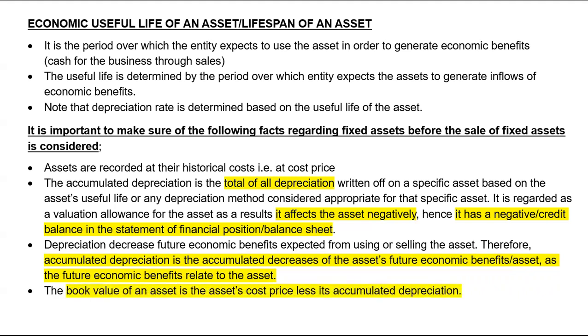The book value of an asset is the asset's cost price less its accumulated depreciation. Another name for book value is carrying value. Now, when we do calculations, pay attention to the following. Depreciation can be on diminishing balance or reducing balance or carrying value or book value. So all of those mean one and the same thing.